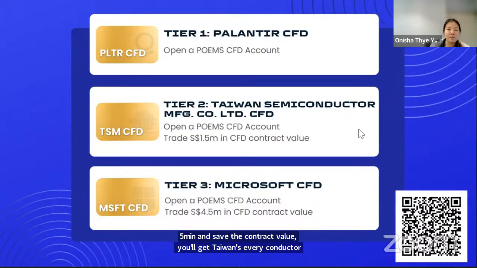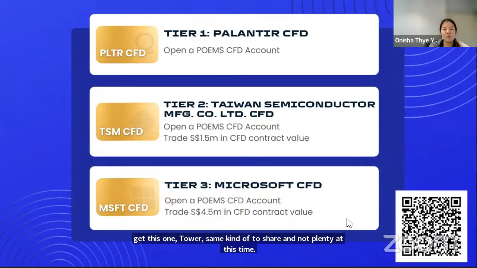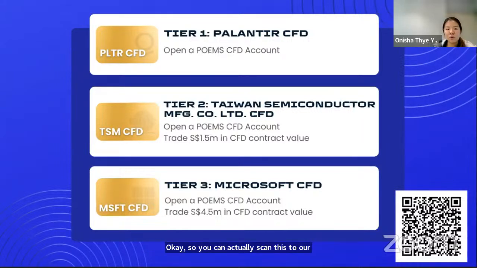So you do not get both Palantir and Taiwan Semiconductor, because you only get one share depending on the tier you hit. Let's say you hit tier 2, you only get the Taiwan Semiconductor share and not Palantir. Okay, you can scan this QR code to know more about it.